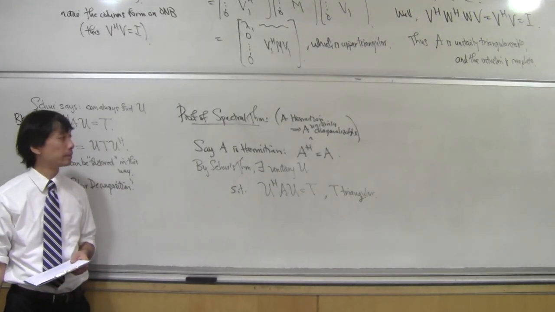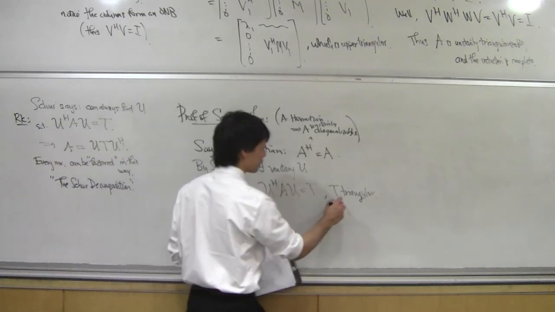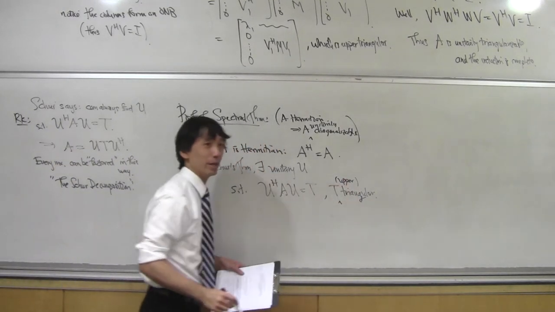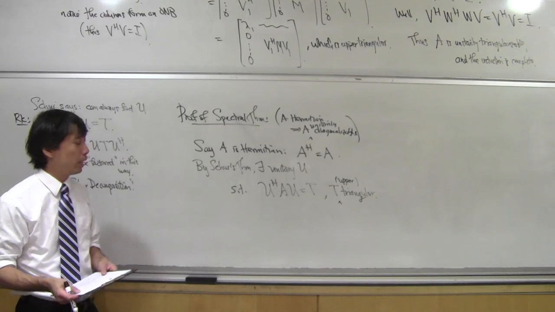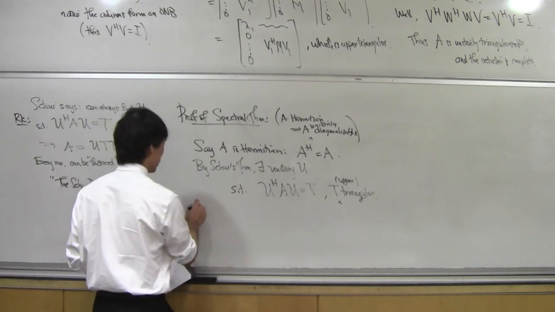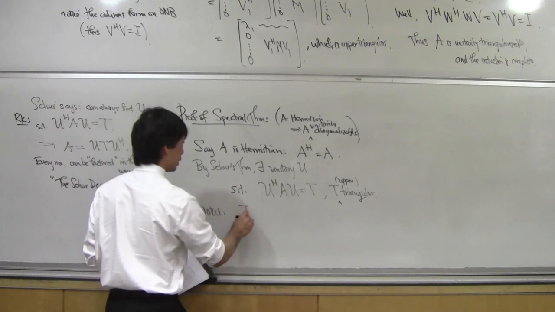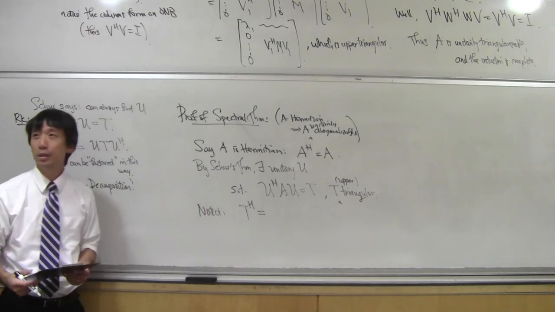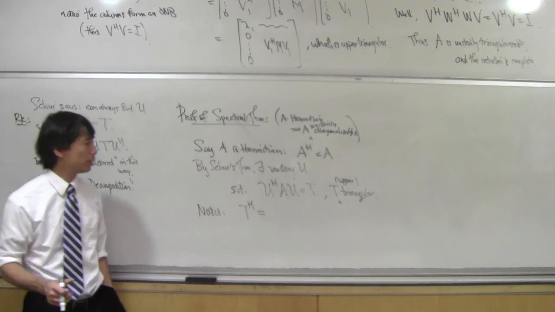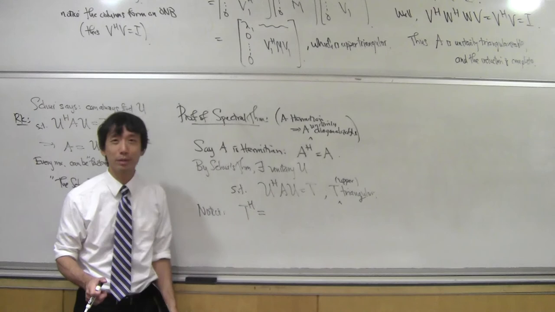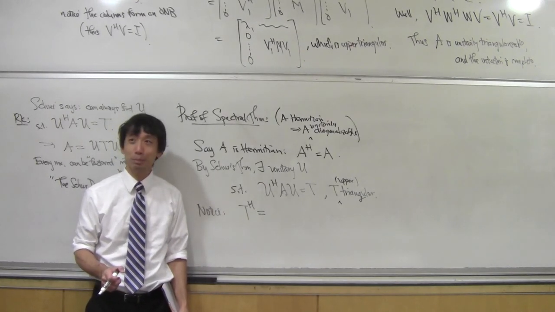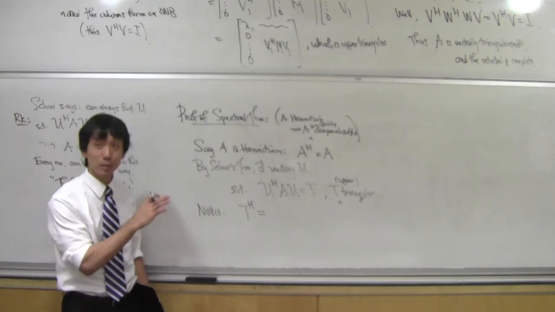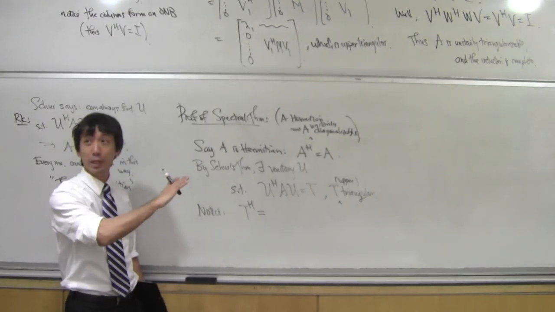Does it have to be upper triangular or just triangular? I'm sorry, upper triangular. It won't matter, actually. But notice, if I take the complex conjugate of T, can anybody see what happens? It becomes lower triangular. That's true. An upper triangular matrix will become lower triangular.